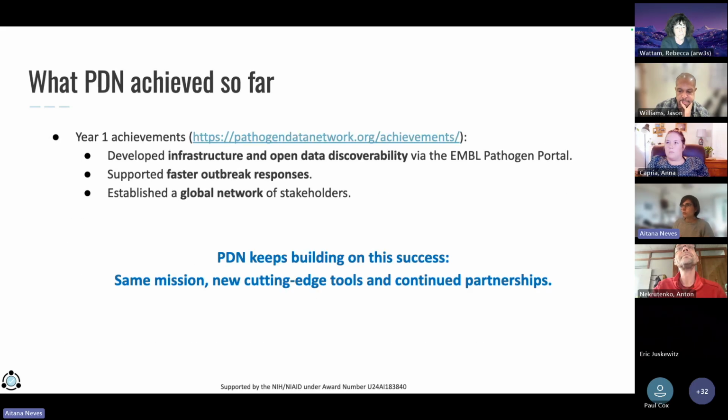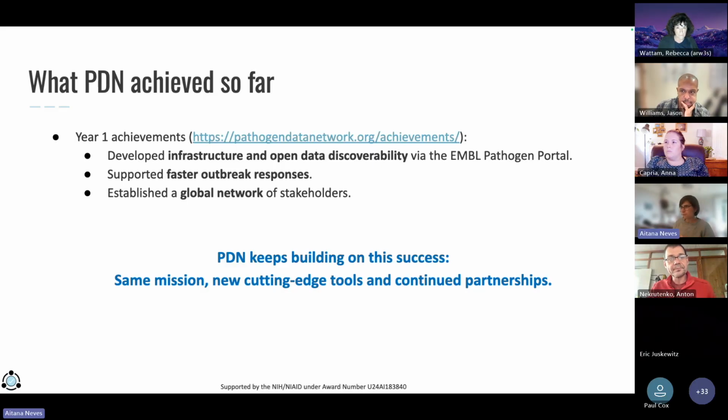So what we achieved so far, you can see on our website, we have an achievements page for this first year, but we notably developed further the infrastructure. So notably the EMBL hosted pathogens portal, with notably also a page dedicated in particular to finding wastewater data to support faster outbreak response around that data type that is used a lot in many countries now to support monitoring of pathogens.